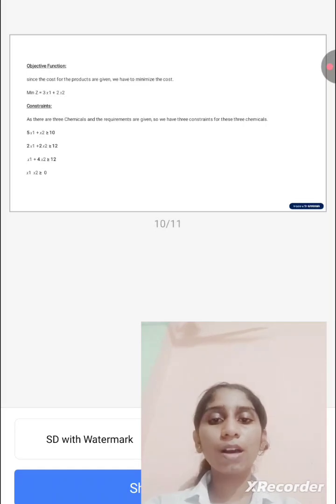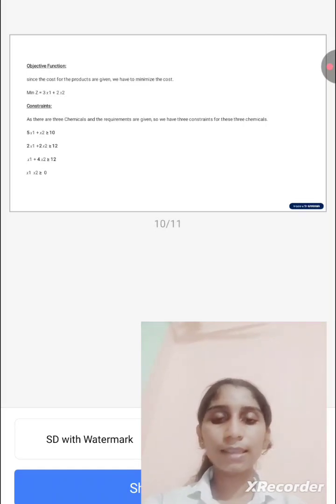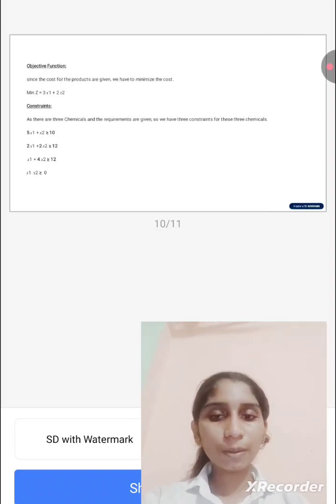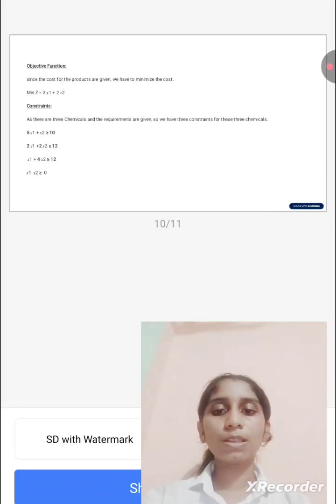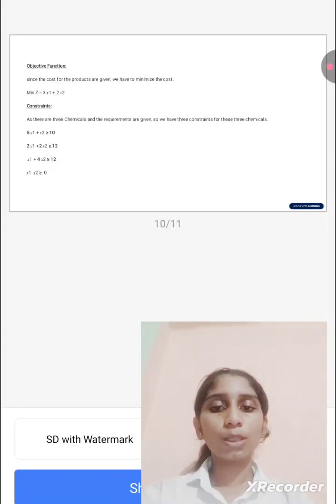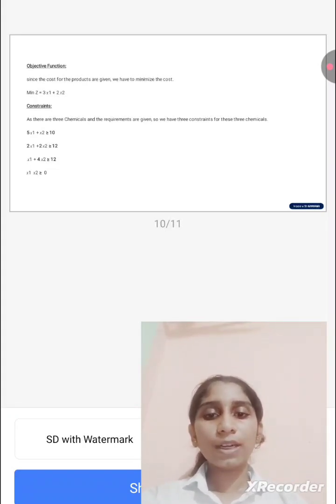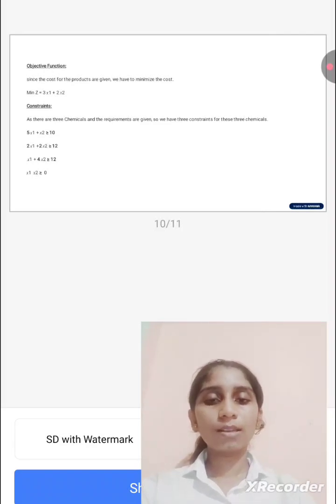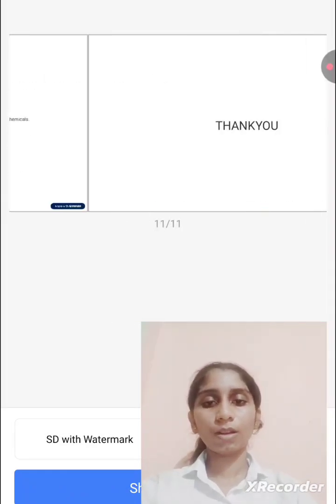Now we have to write the constraints. As there are three chemicals and the requirements are given, we will make the equations as 5x1 plus x2 is greater than or equal to 10, 2x1 plus 2x2 is greater than or equal to 12, and x1 plus 4x2 is greater than or equal to 12, and x1 and x2 are greater than or equal to 0. These are the constraints. Thank you.